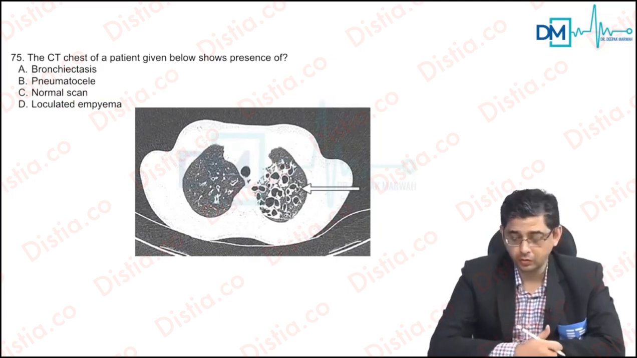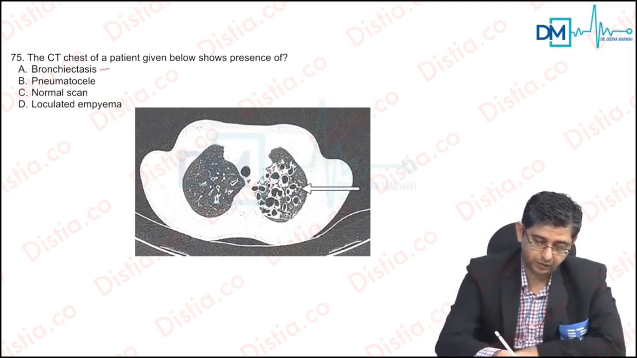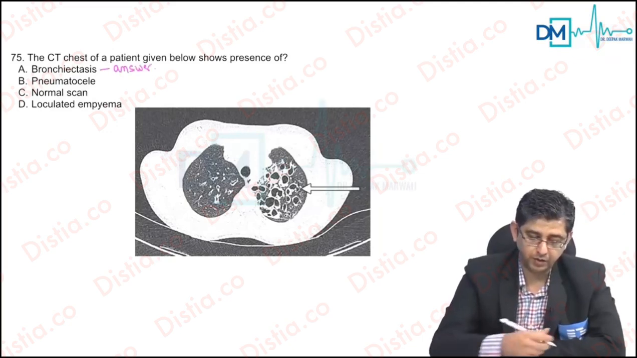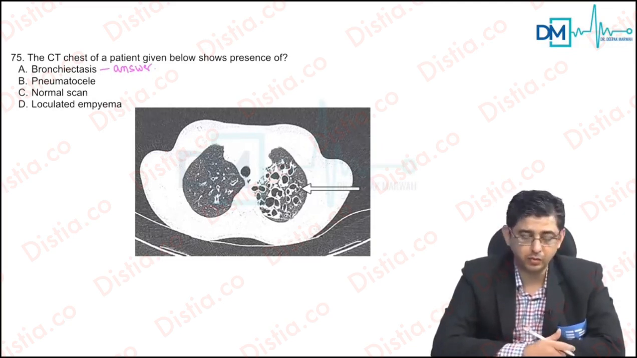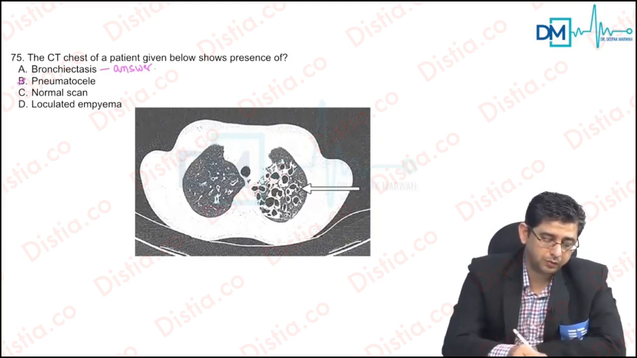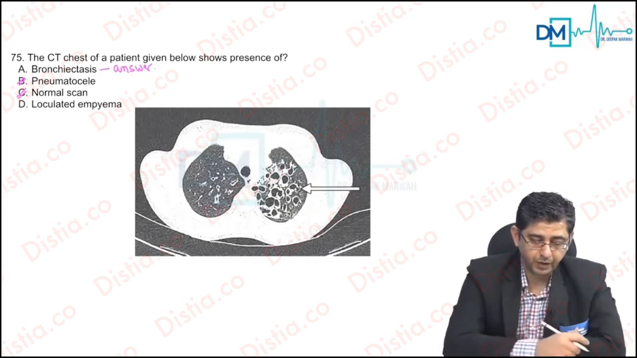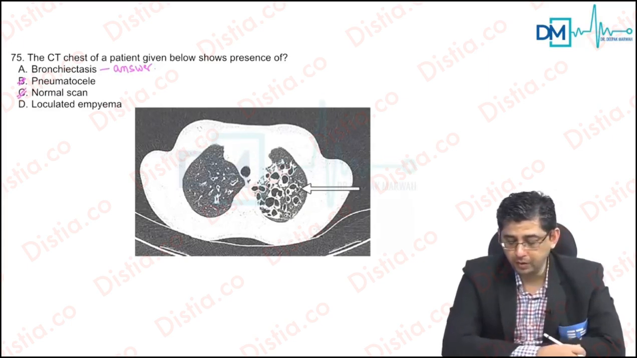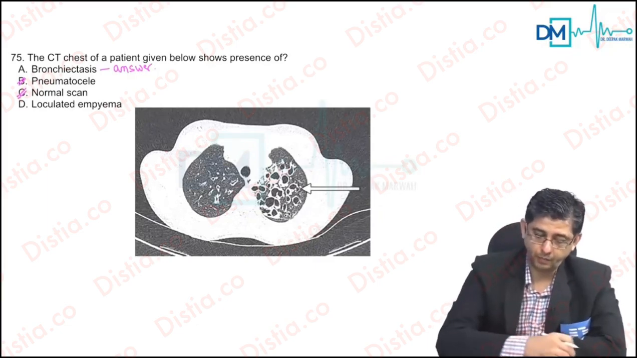This image shows grossly dilated airways. This is diagnostic of bronchiectasis, very characteristic. Cylindrical dilatation of airways is present. Pneumatoceles will be much smaller, so to have so many pneumatoceles is unlikely. So I'm ruling out B because the number of pneumatoceles cannot be so much. This is definitely not a normal scan. And in loculated empyema, you will see additions. So the correct answer to this would be A only.